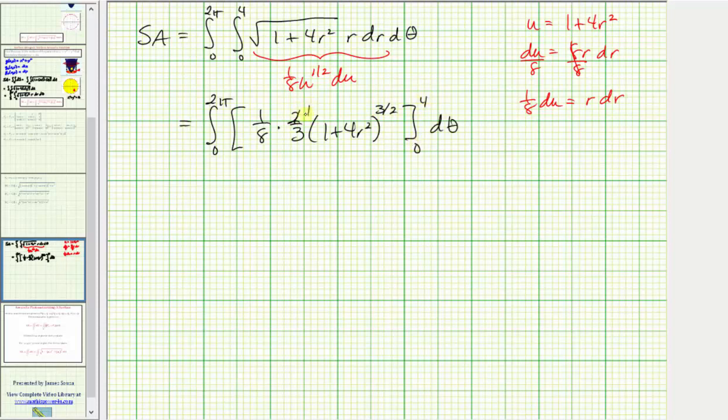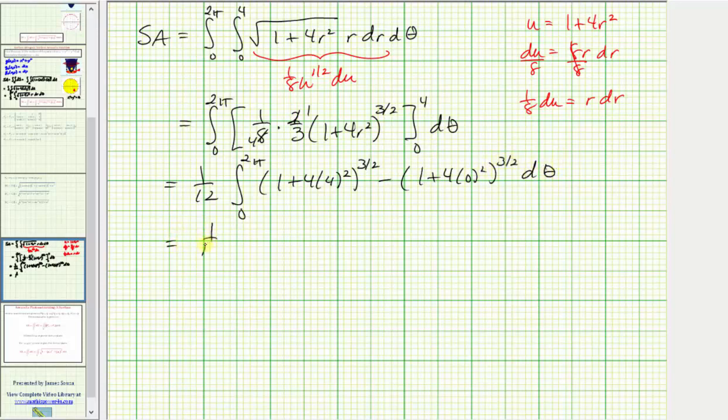We can simplify here. There's 1, 2, and 2, and 4 2s and 8. So here we have 1/12. So we have 1/12 times the integral from 0 to 2 pi. And now performing substitution for r, when r is 4, we'd have the quantity 1 plus 4 times 4 squared to the 3 halves, minus, when r is 0, we'd have 1 plus 4 times 0 squared to the 3 halves, d theta. Simplifying again, we have 1/12 times the integral from 0 to 2 pi. Here we're going to have 1 plus 64, that's 65 to the 3 halves, minus, here we'll have 1 to the 3 halves, which is 1.